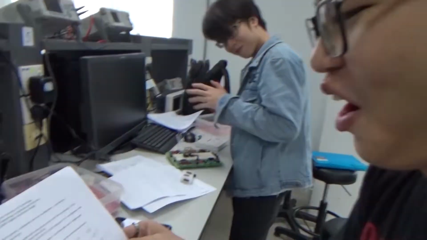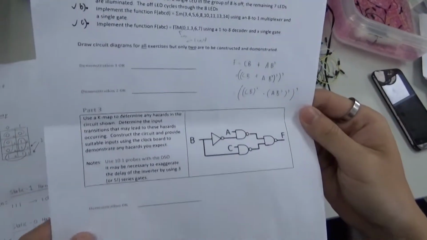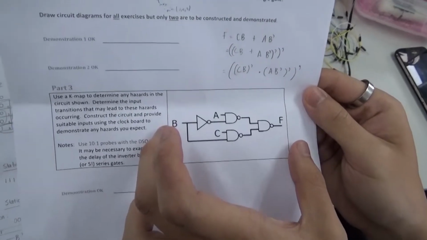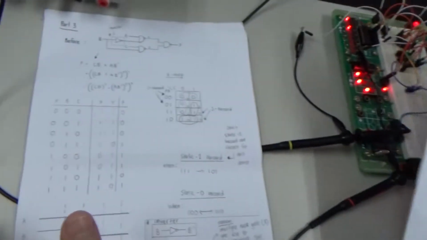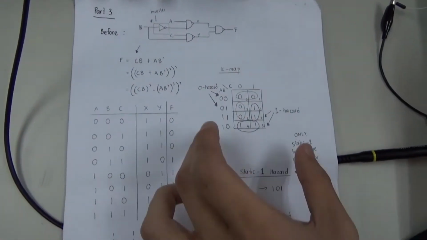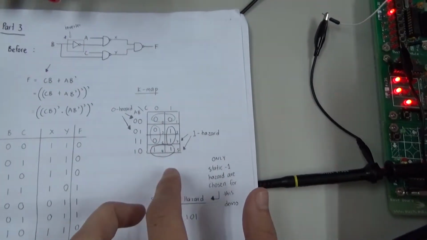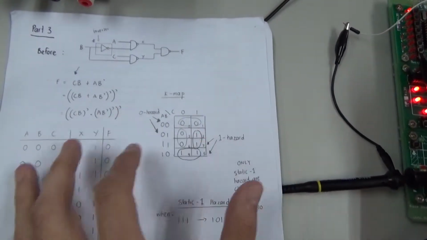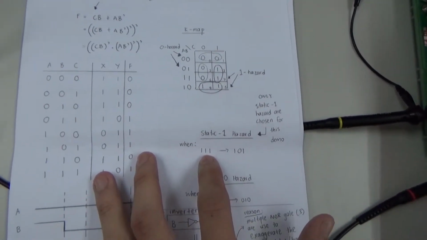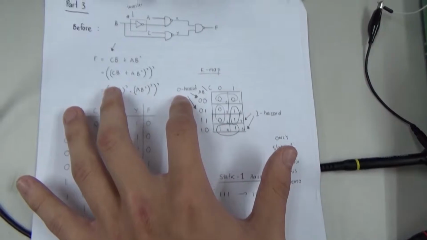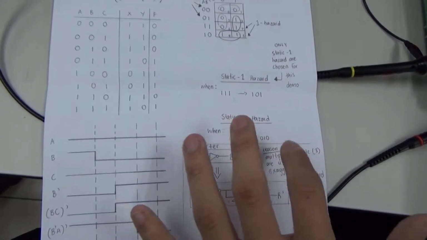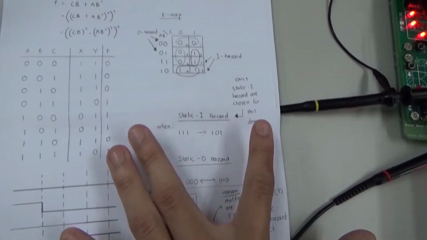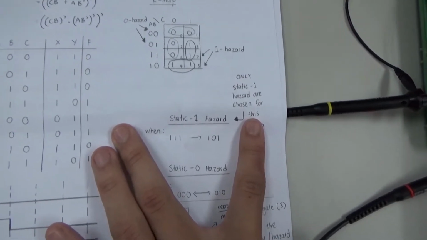Hi, it's Jia Chiew here, and today I'm going to talk about part 3 of D.E.D Lab 3. For part 3, we are required to build this circuit, and this is the schematic of the circuit. We drew a truth table here and the K-map here. From the K-map, we can see that a static 1 hazard occurs when 111 changes to 101, and a static 0 hazard occurs when 000 changes to 010. In this case, we only do the static 1 hazard, which is 111 to 101.